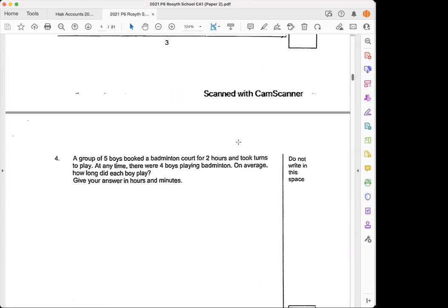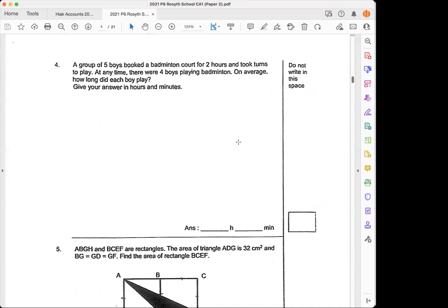Okay, next question. Question 4. A group of 5 boys booked a badminton court for 2 hours and took turns to play. At any time, there were 4 boys playing badminton. On average, how long did each boy play?